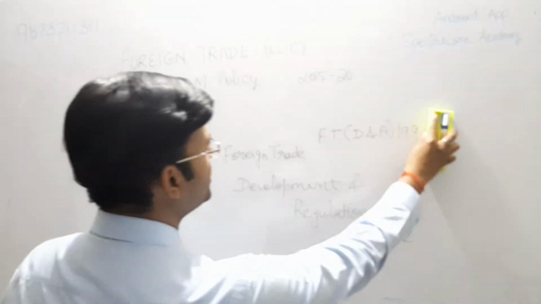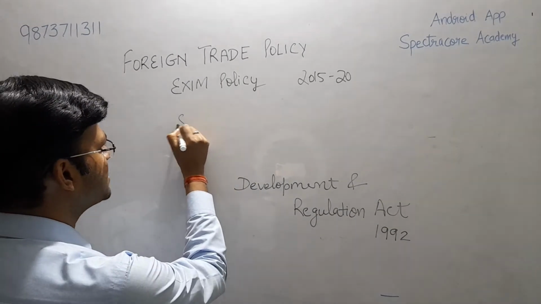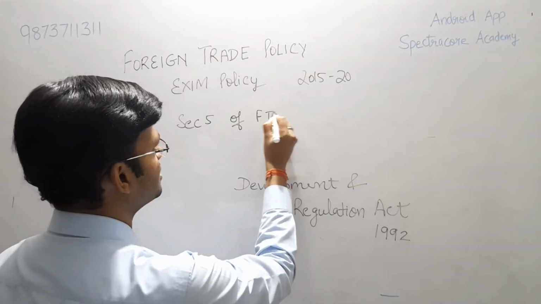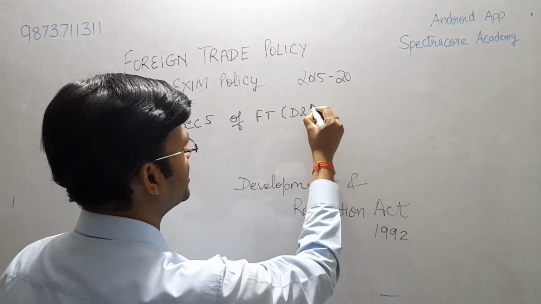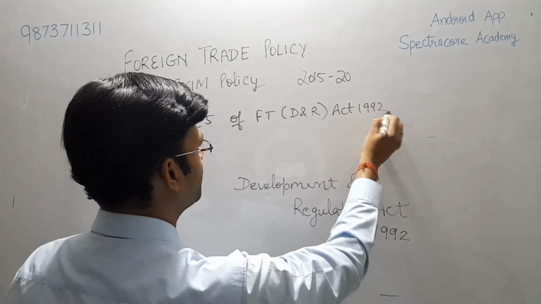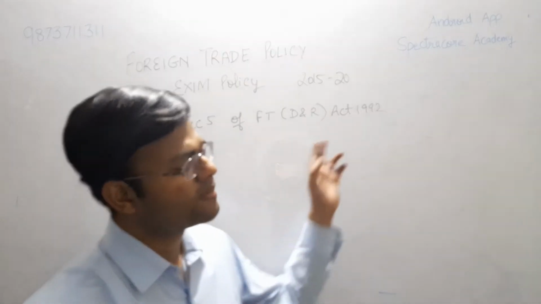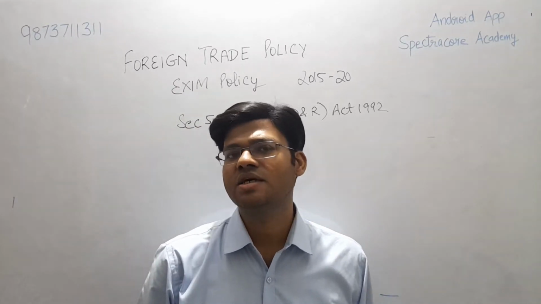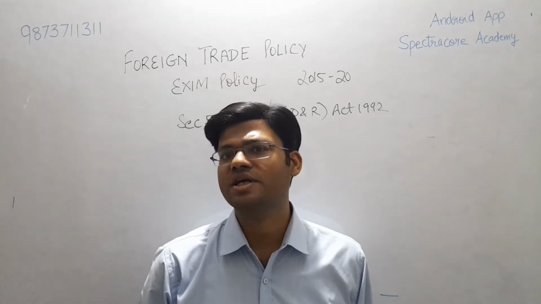So the foreign trade policy is formed under Section 5 of the Foreign Trade Development and Regulation Act, 1992. So, coming to the history of this particular act, which is very important for the viva as well as for the theoretical portion in the exam.